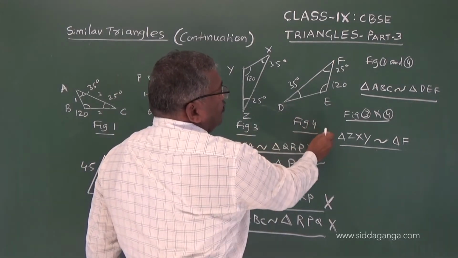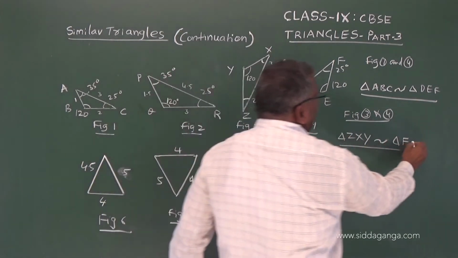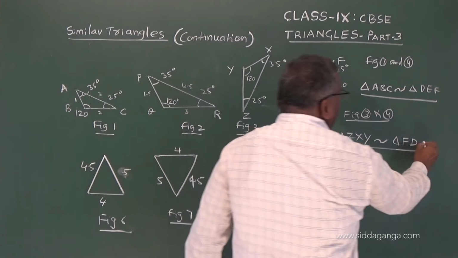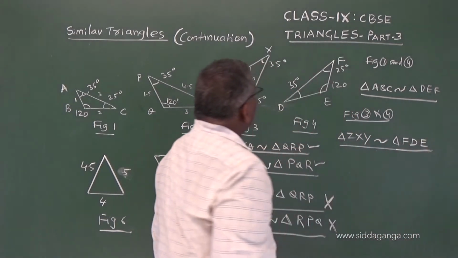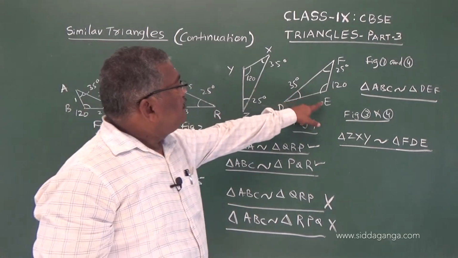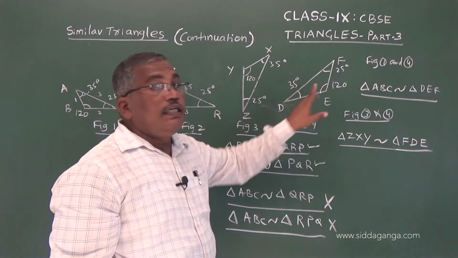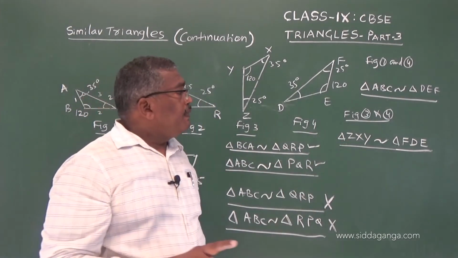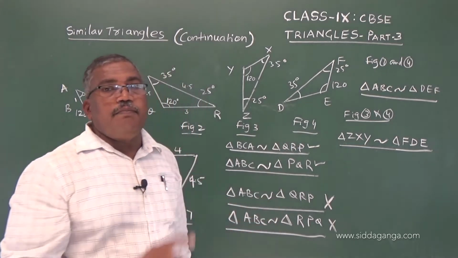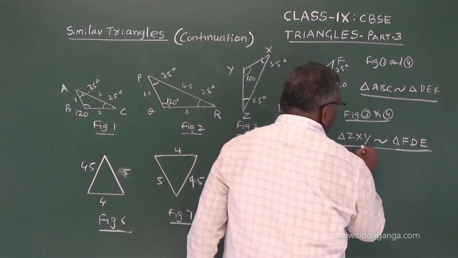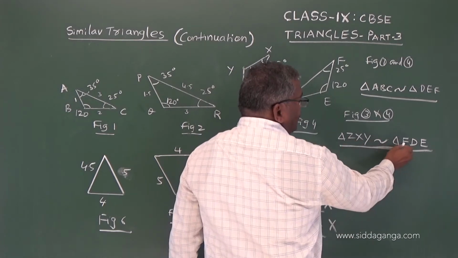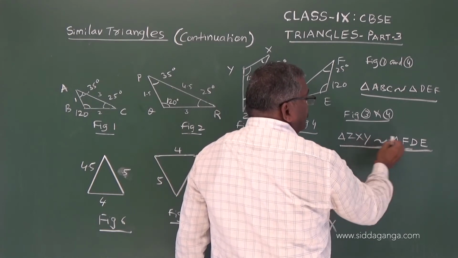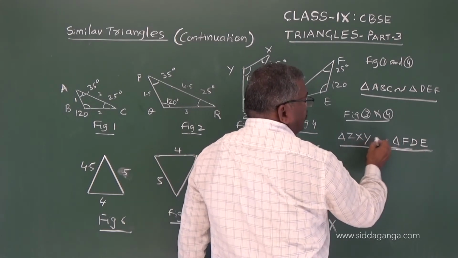From F, the second one is X, X is 35, so we have to write D. So this is how we have to write FD, then E. Now you observe E. Y corresponds to E, so it is 120 degrees, 120 degrees. This is very, very important in the case of congruent triangles also, and in the case of similar triangles we have to represent this way. Similarity means the first letter corresponds to the first letter, the second vertex corresponds to the second vertex, the third corresponds to the third.